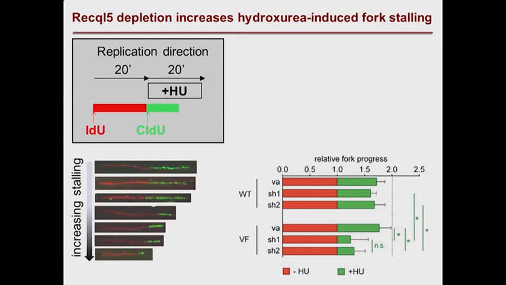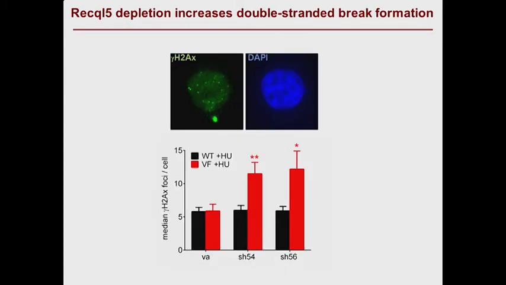We did some other assays, but in the interest of time, I won't show you those. I'll just show you that we looked for double-stranded break formation using gamma H2AX foci, and we saw increased gamma H2AX foci in the VF cells that were knocked down for RECQL5 in the presence of treatment by hydroxyurea, as shown here.